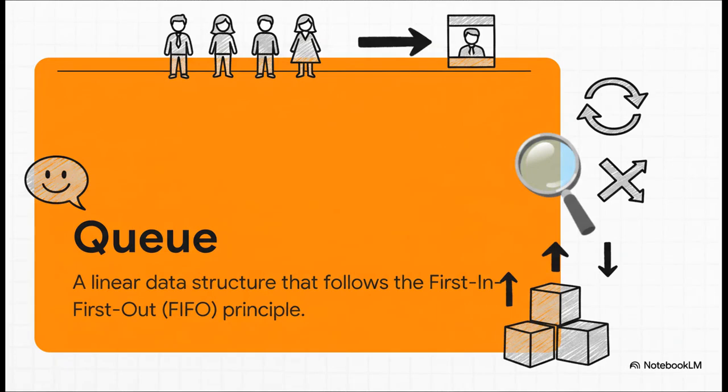So, if the stack is all about last in, first out, the queue is its more orderly cousin. It follows a simple rule we all know from real life. First in, first out. Just like lining up for coffee, the first person to get in line is the first person to get served. Simple as that.